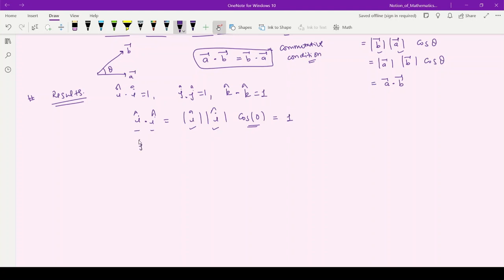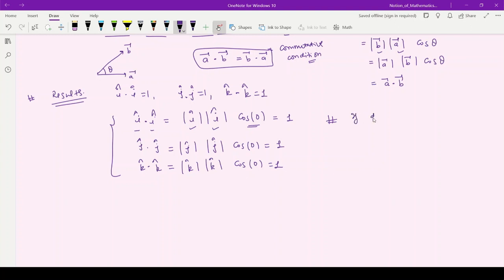J cap dot J cap is mod J cap mod J cap cosine 0, that is again 1. K cap dot K cap is mod K cap mod K cap into cosine 0, that is also 1. So these are a few properties of dot product. Now, thereafter one more result in this regard is provided.